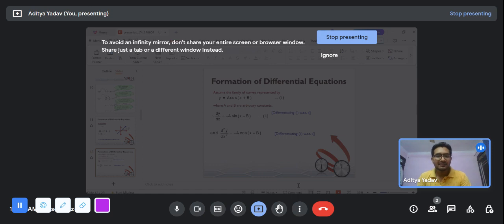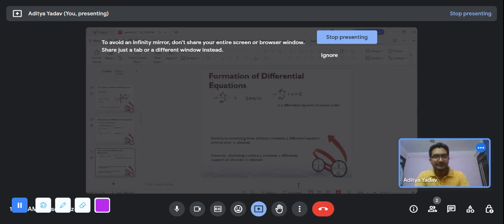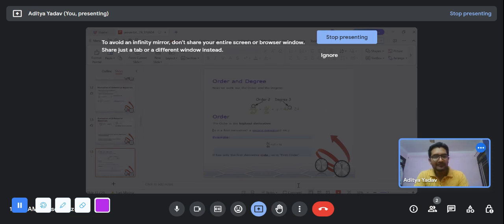And this is also the second example of how we make a differential equation from a family of curves. In this also, what we will do is remove the arbitrary terms and make it a differential equation. Third one is, in the third one we don't have to do anything. We just put y on the left hand side, and now we get a second order differential equation.